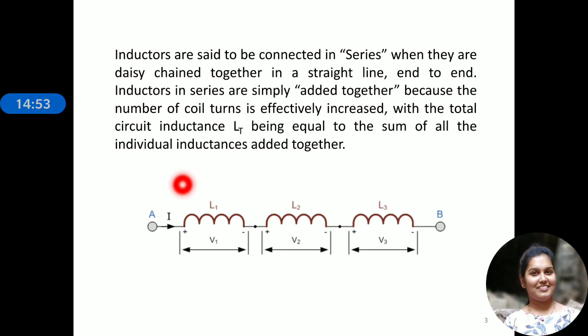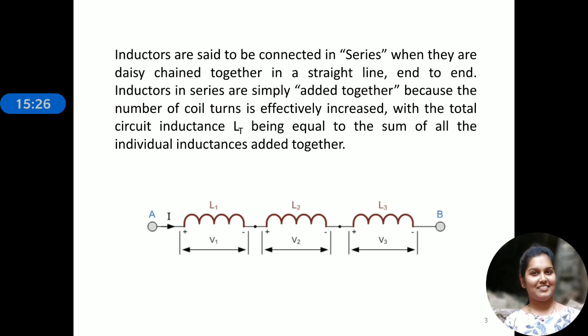In the example I am describing now, L3 has 3 henries. If we calculate the total inductance of this circuit, we get 6 henries: 1 plus 2 plus 3 is 6 henries. So from this example, you can understand that the total inductance of the series circuit will always be greater than the value of the largest inductor in the series chain.